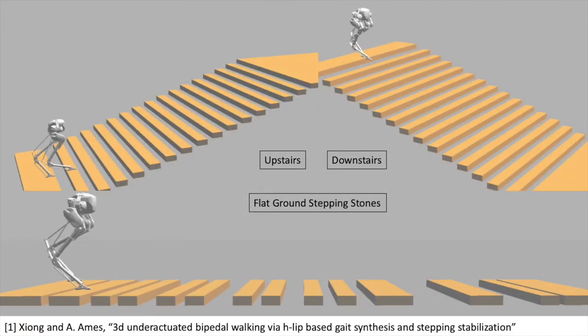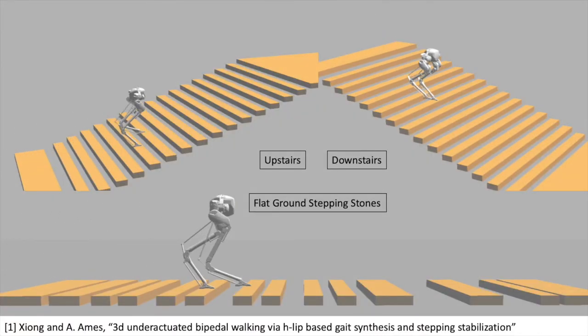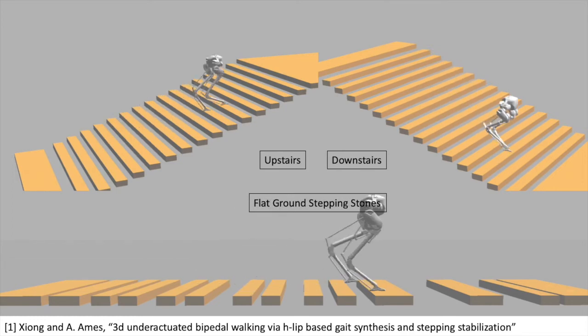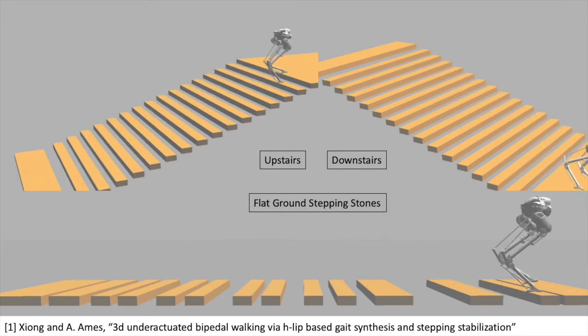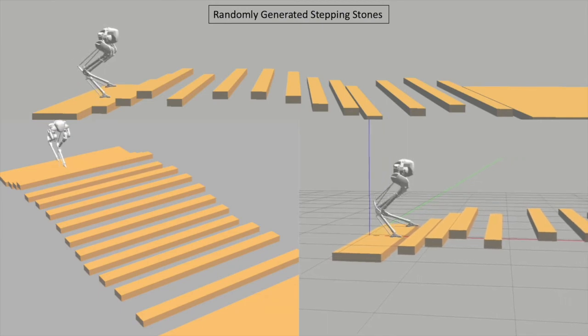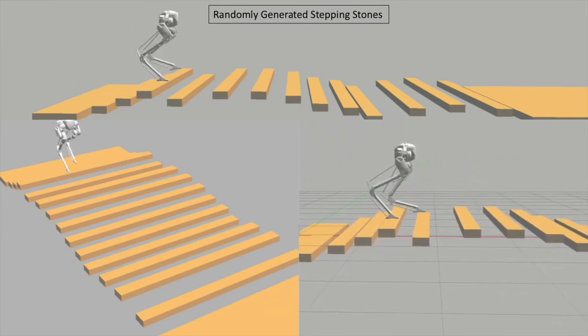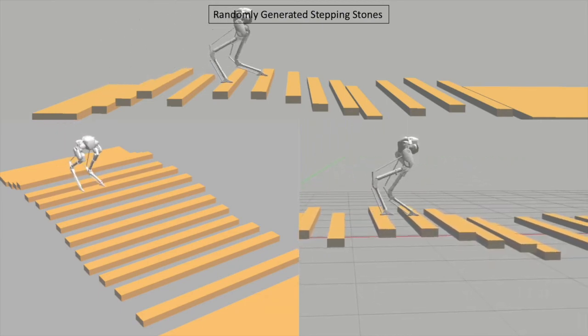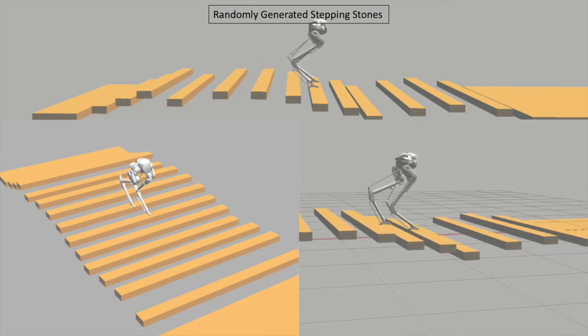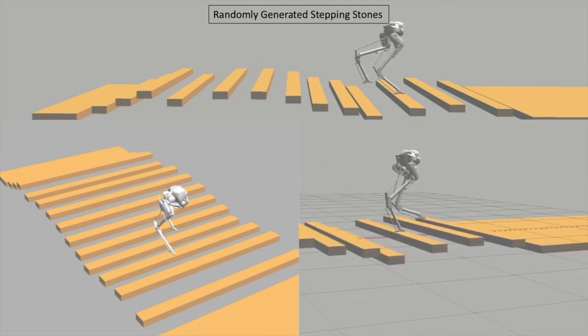Here are the results for stairs and flat ground stepping stones on 3D Cassie and high-fidelity Gazebo simulation with ODE physics engine. Our method is applied on the sagittal plane, and H-LIP stepping is used to stabilize the coronal plane. Walking on randomly generated stepping stones is also demonstrated.